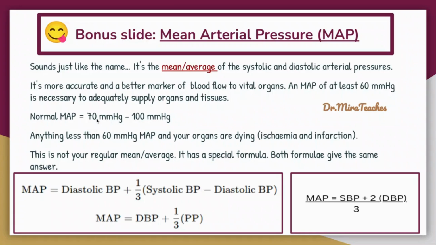And the normal range is between 70 to 100 millimeters of mercury. That's your normal MAP. This is where we want our pressures to fall, within this range.